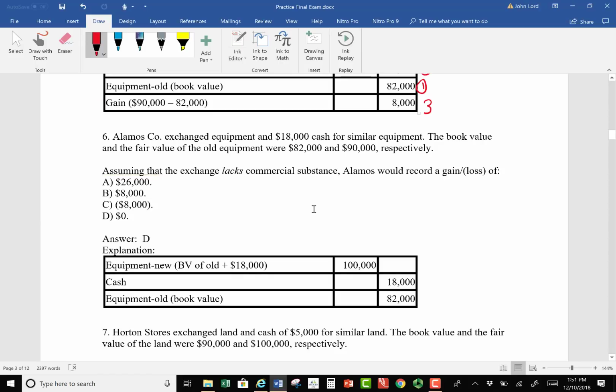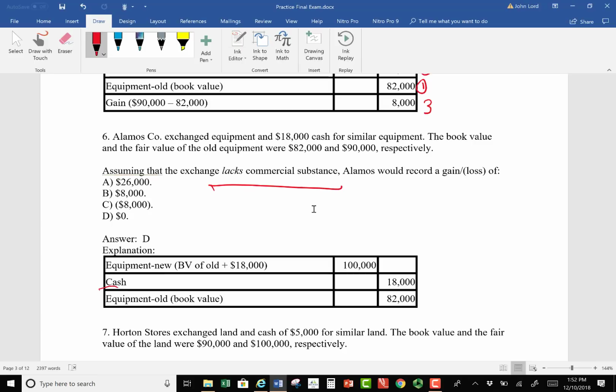Alamo Company exchanged equipment and $18,000 cash. Again, they paid the cash. I don't know why they don't make it clear that they paid cash. Exchange equipment and $18,000 cash for similar equipment. This is the same problem, isn't it? And all they're telling me now is the transaction lacks commercial substance.